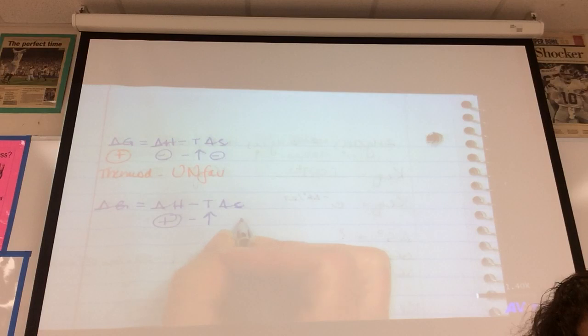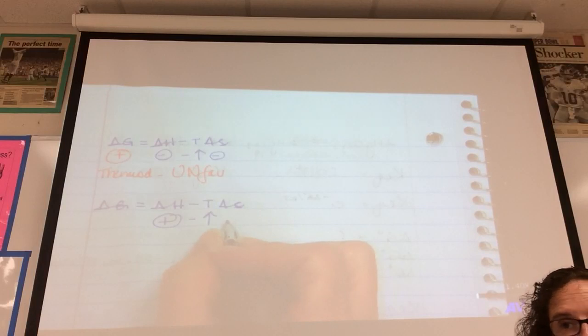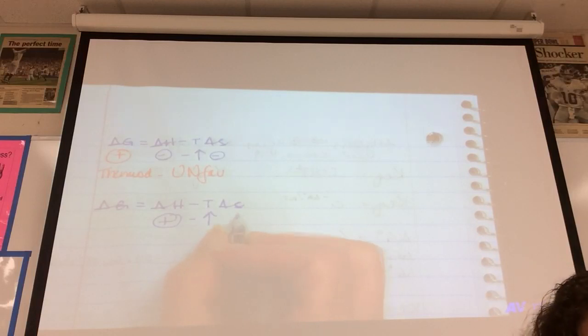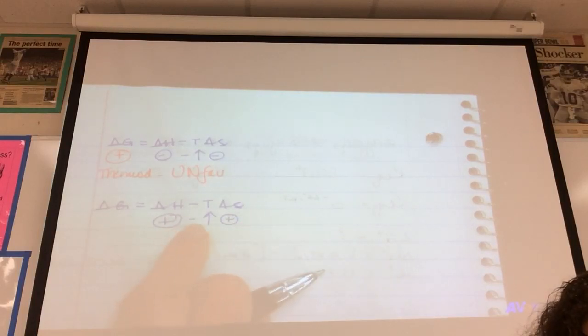Negative. Oh, wait, sorry, positive. Positive. Remember, no, no, no, no, no. You want to take the car out and stay out till 4 in the morning? No. Negative order. This is disorder. Positive. You've got a positive minus a bigger positive will give rise to a negative delta G. Thermodynamically favorable? Yes, yes, yes.